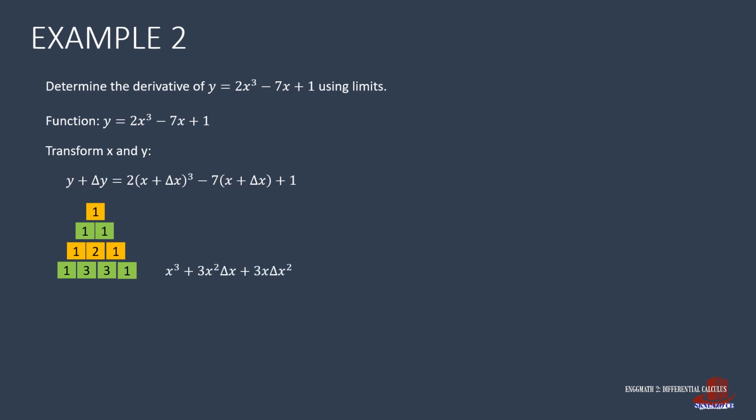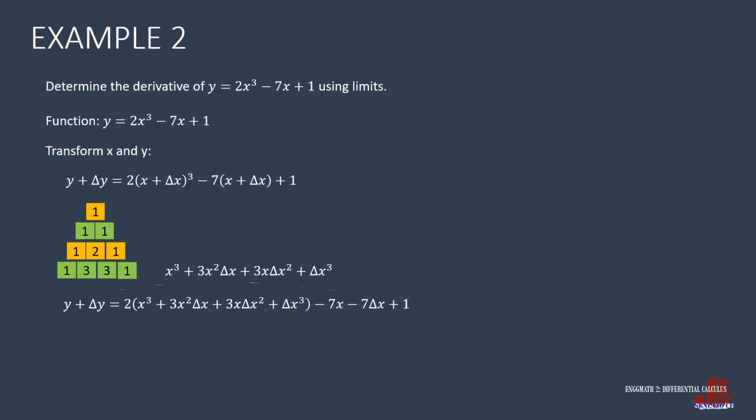And note that the cube of a binomial is easily expanded when we use Pascal's triangle, which gives the coefficients 1, 3, 3, and 1. So the equation becomes y plus delta y is equal to twice of x cubed plus 3x squared delta x plus 3x delta x squared plus the cube of delta x. Then the second term can be expanded as negative 7x minus 7 delta x plus 1.